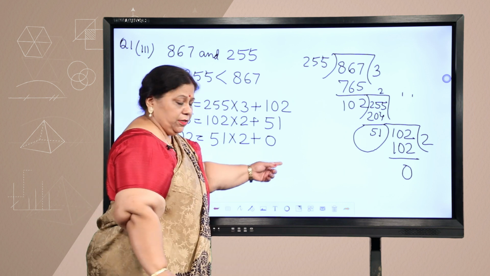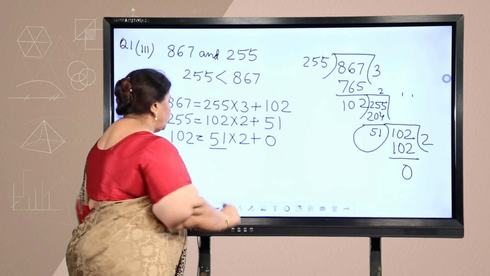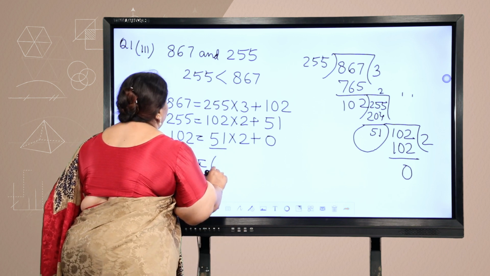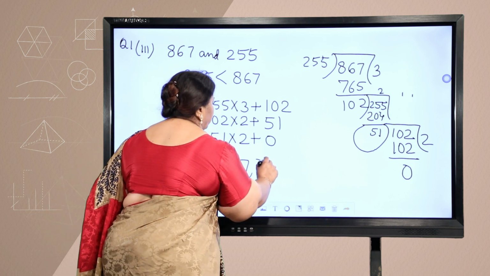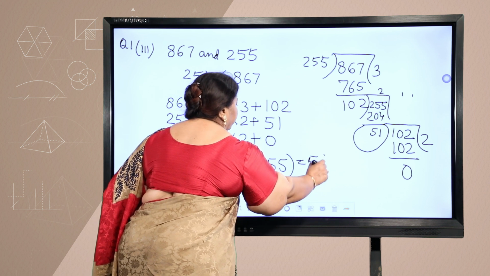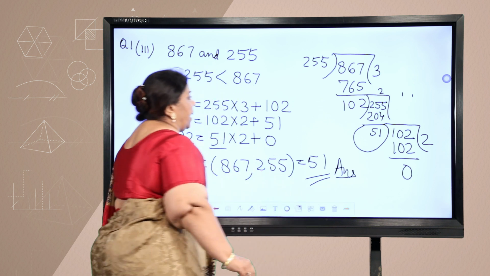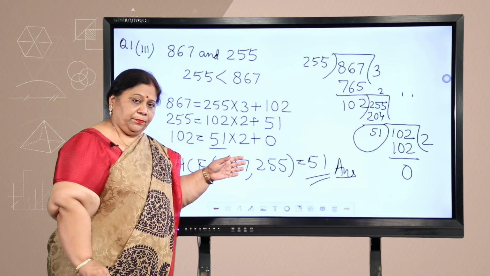When the remainder is 0, the divisor at this step becomes the highest common factor. So, we can write down HCF of 867 and 255 is equal to 51. So, this is the method to calculate highest common factor using Euclid's division algorithm.